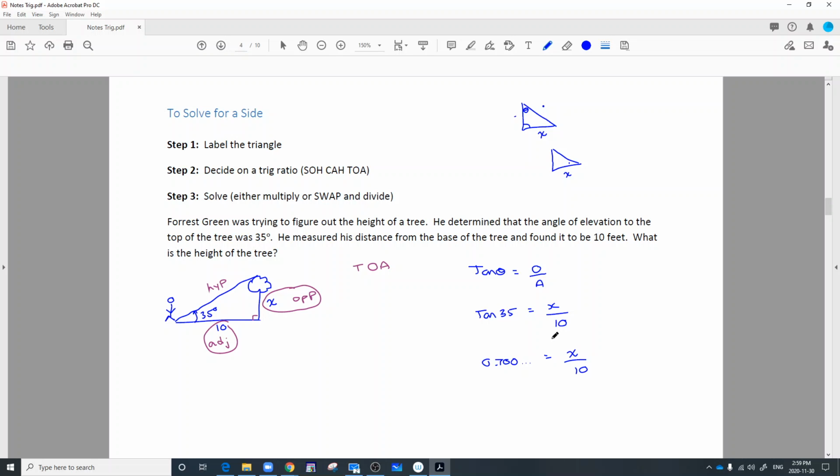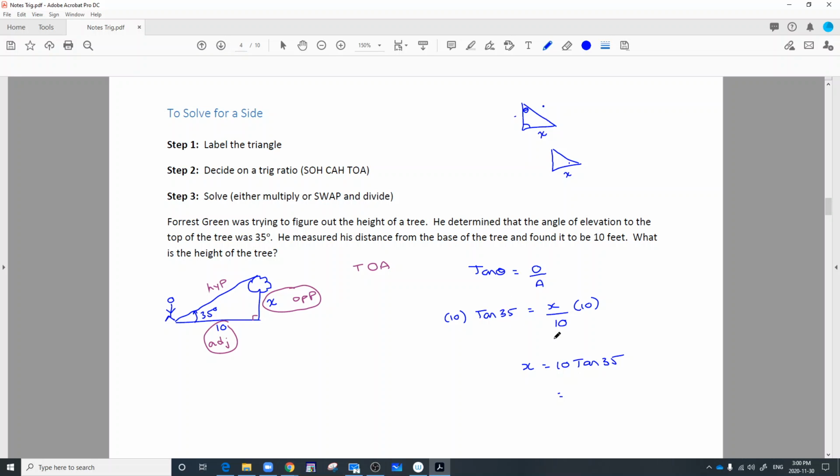Now we never, ever, ever write down all this work. What I would do instead is just let my calculator do its work, which is to solve for x. So algebraically, to solve for x, I want to get rid of this 10. So I'm going to multiply both sides by 10 because I have an equation. So I'm going to say that x is equal to 10 times the tan of 35, and that will tell me what value out of 10 will give me a ratio that's the same as the tan 35 ratio.